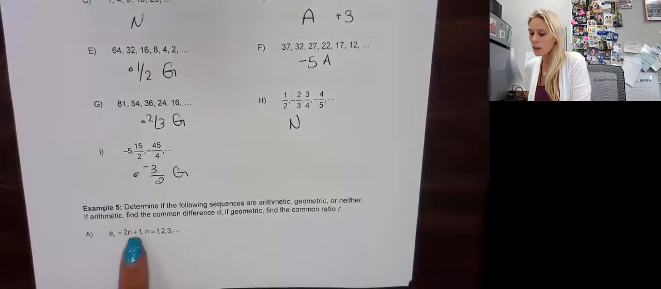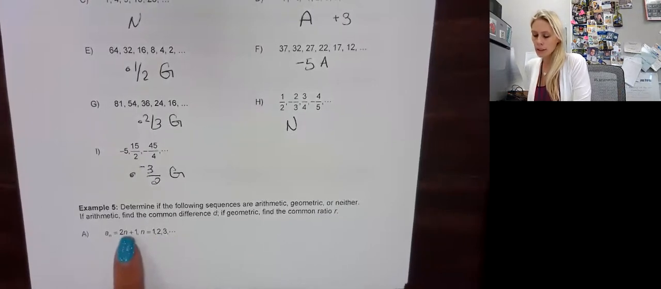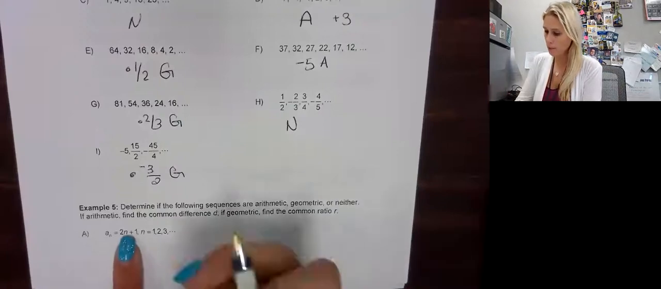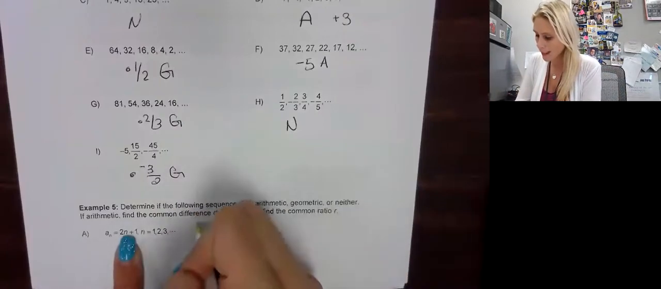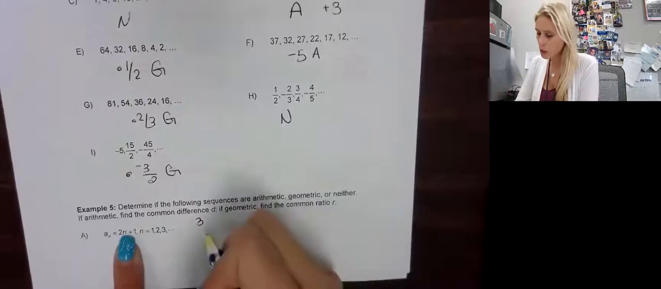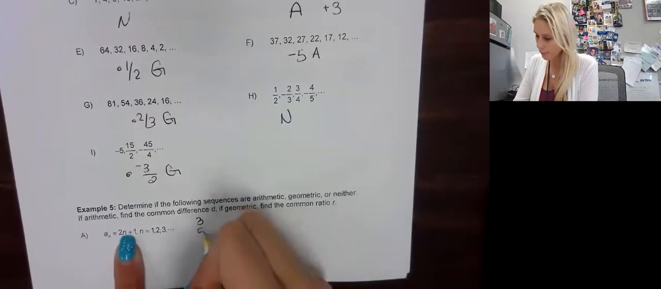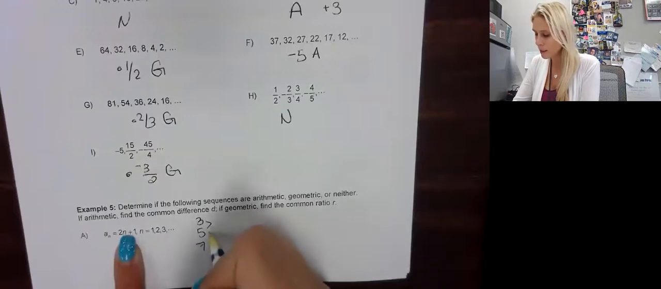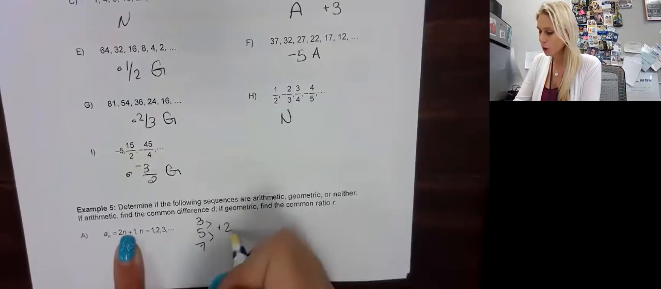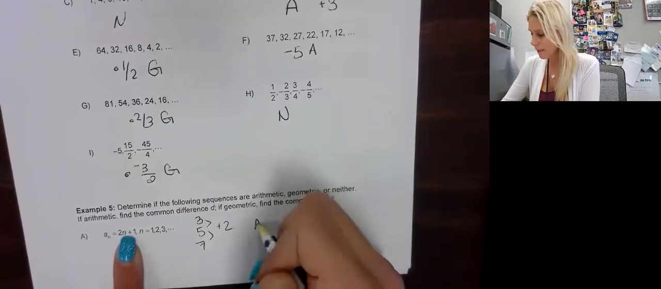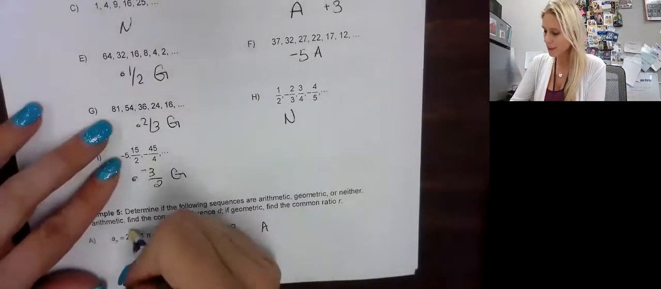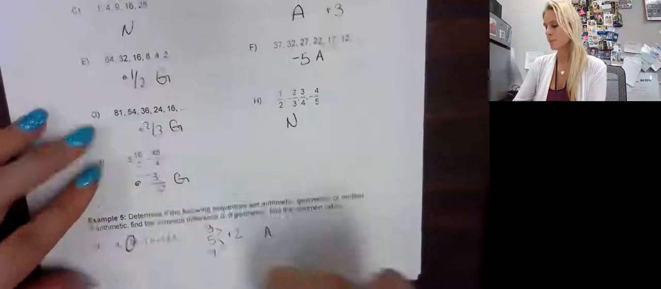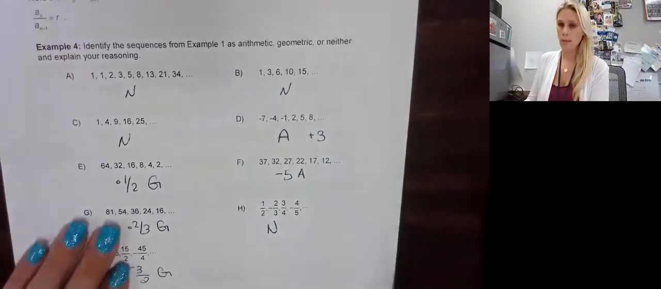Okay, so first of all, if we were to look at this pattern by plugging in, right? Plug in 1, we get 3. Plug in 2, we get 5. Plug in 3, we get 7. What are we doing every time, guys? We are adding 2, so it is arithmetic. By the way, do you guys see that 2 comes from the slope? That will come up later.